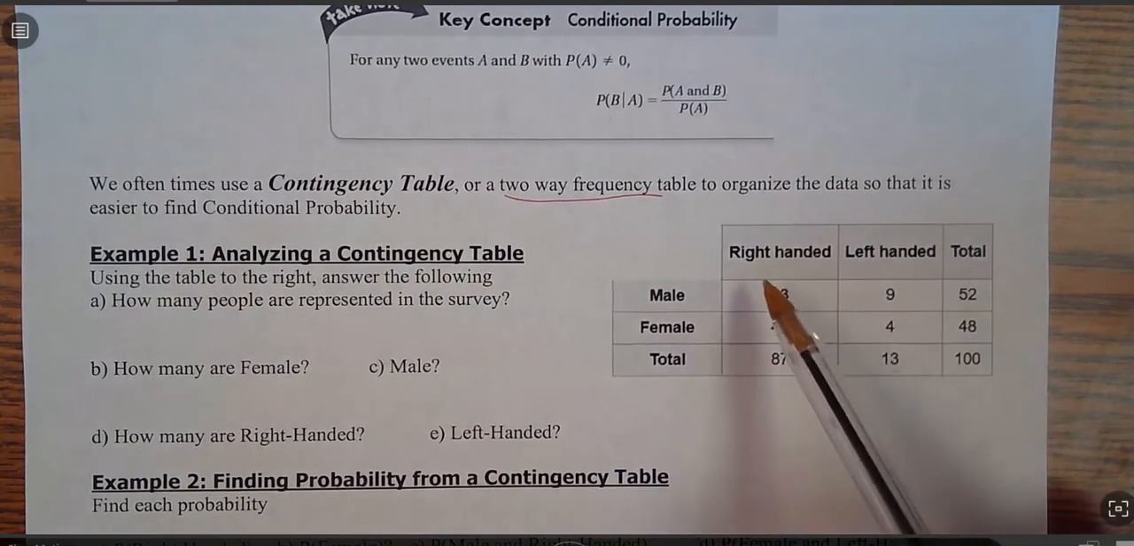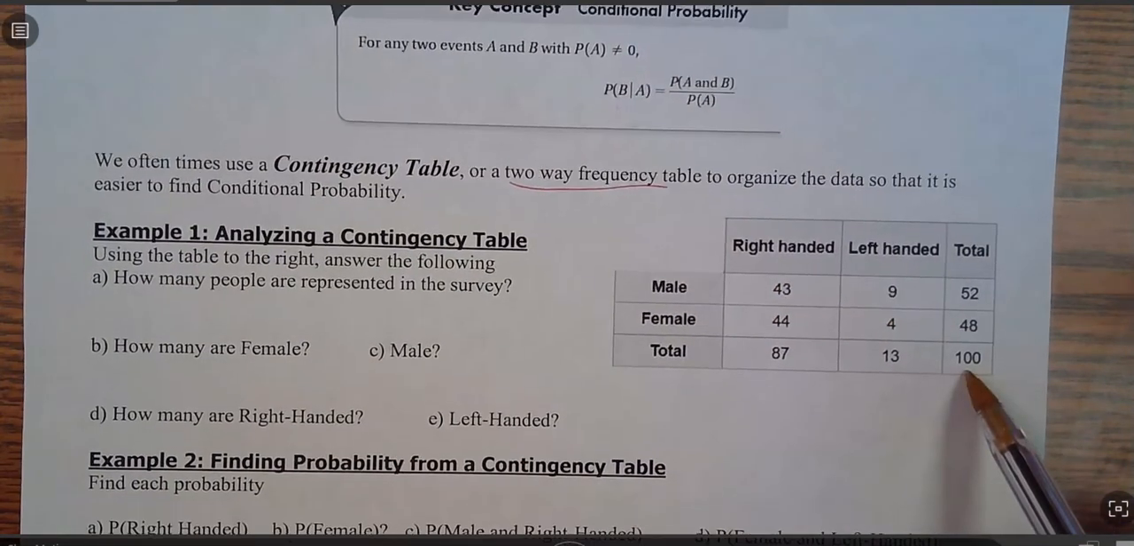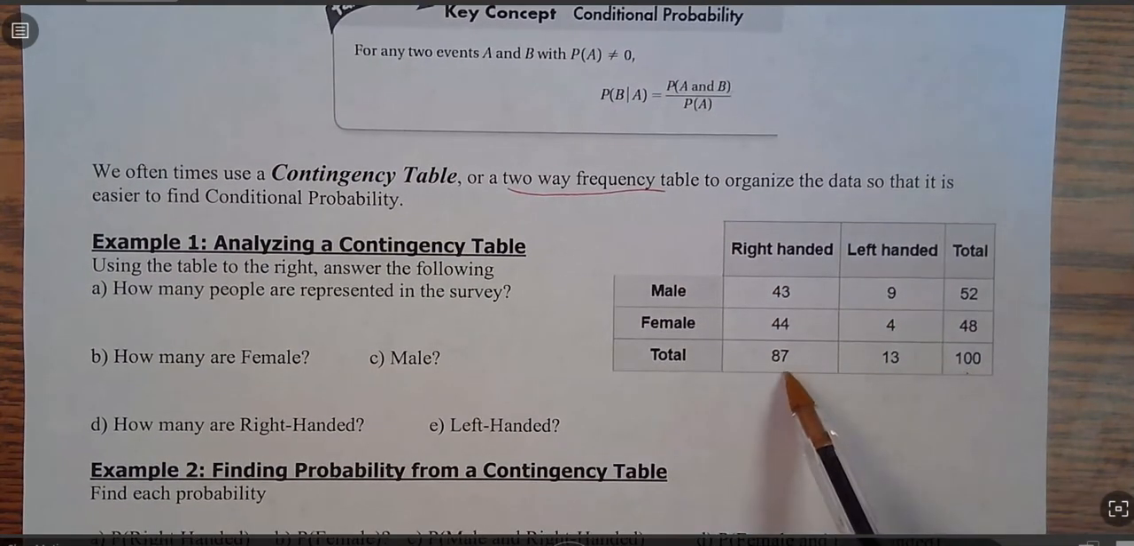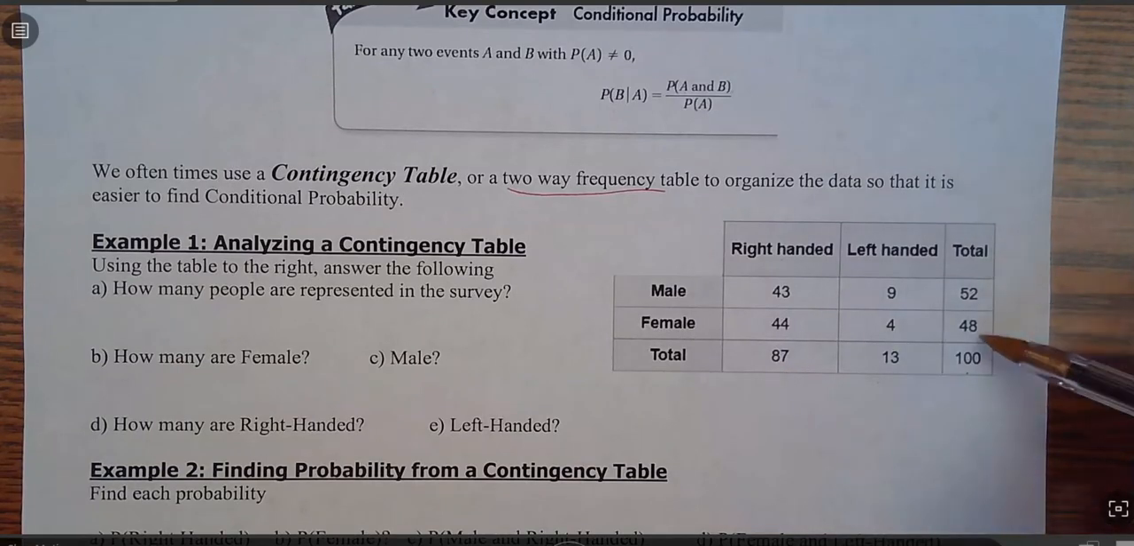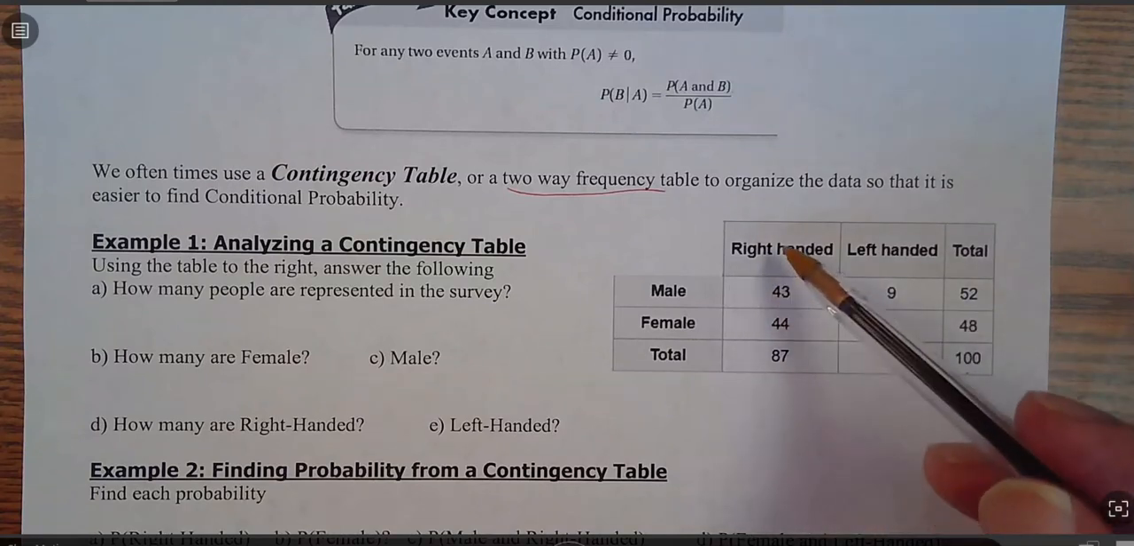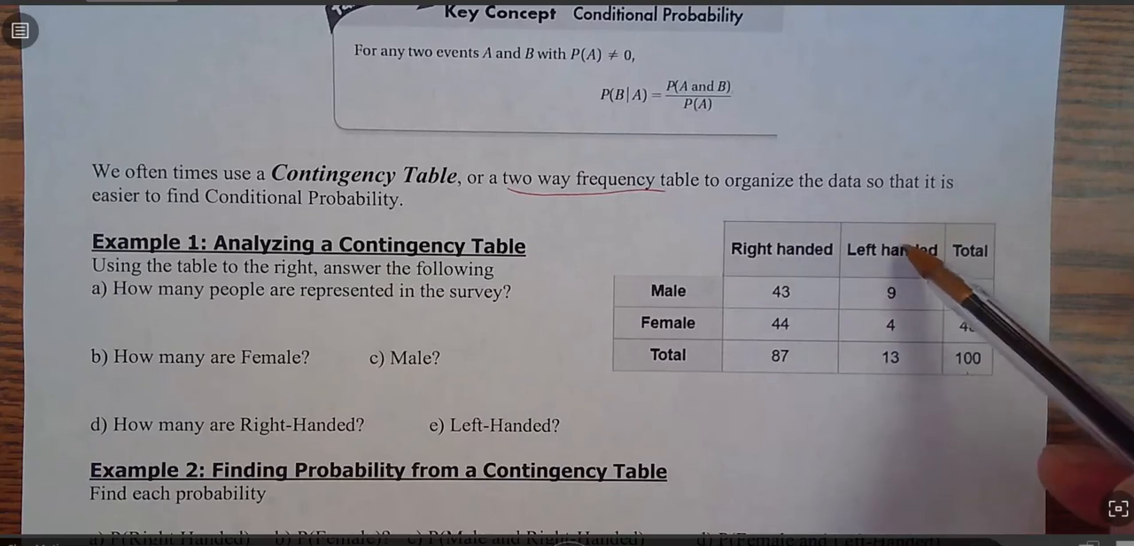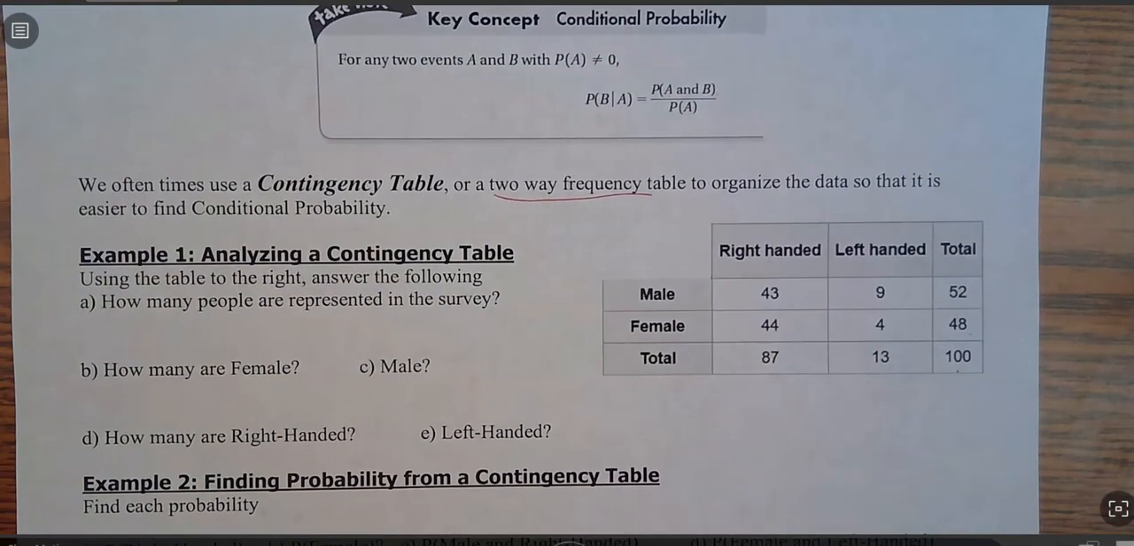But basically, there's 100 people, and 87 of them are right-handed, 13 are left-handed. 52 are male, 48 are female. And then it also breaks it down by 43 are right-handed and male, 9 are left-handed and male, and so on. So use the table to the right, answer the following questions.